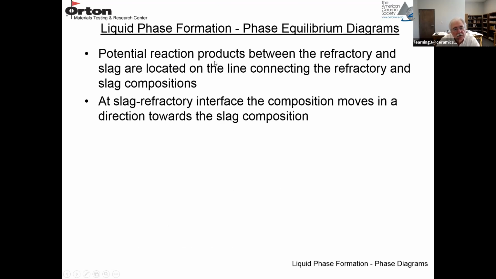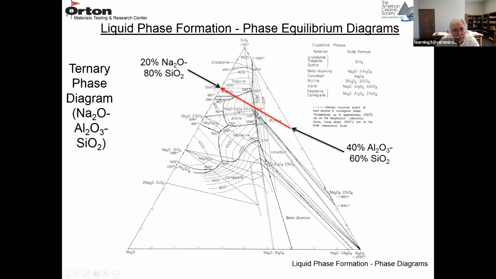So the potential reaction products between that refractory, the alumina silica refractory, and the sodium silicate slag are located on a line connecting the refractory and the slag compositions. So at the slag refractory interface, the composition moves in the direction towards the slag composition. So as the refractory dissolves in the slag, we're moving in a direction towards the slag composition. So this is the line from the refractory to the slag composition, this red arrow.